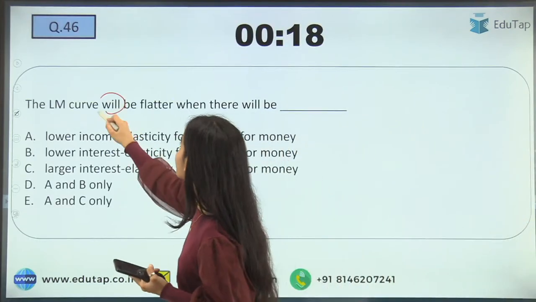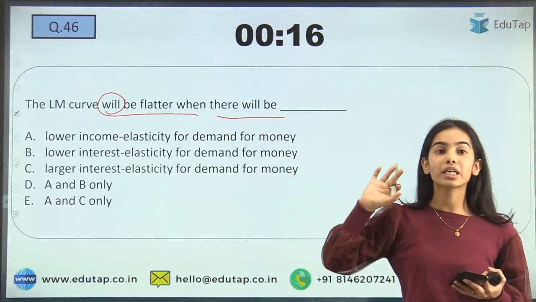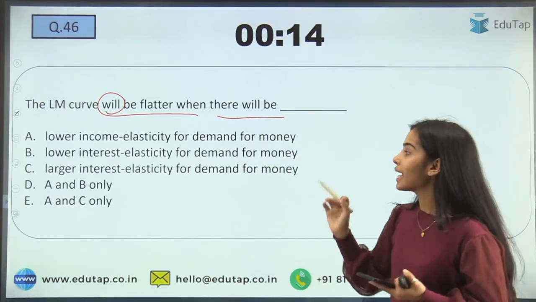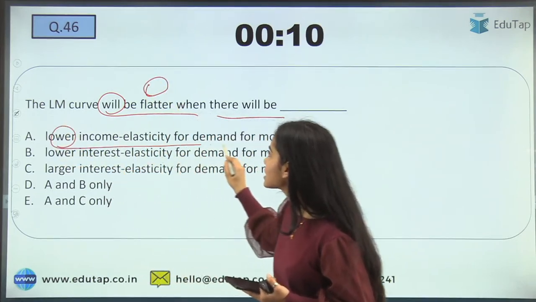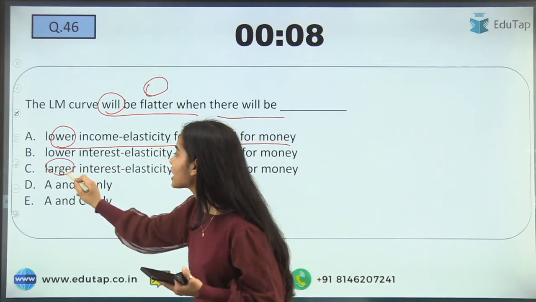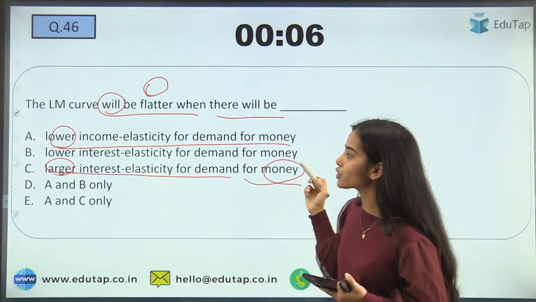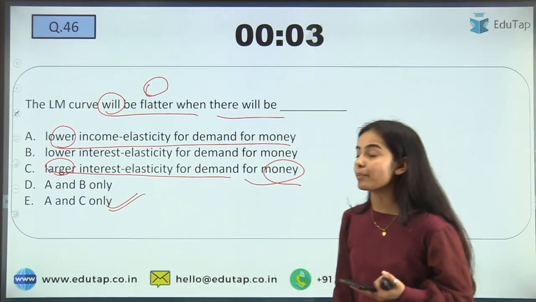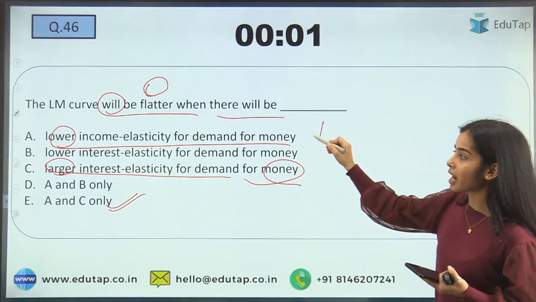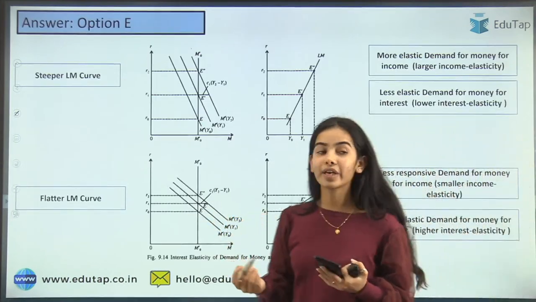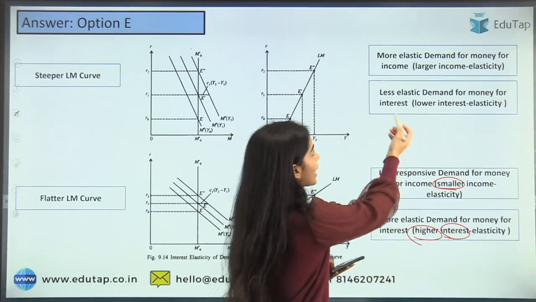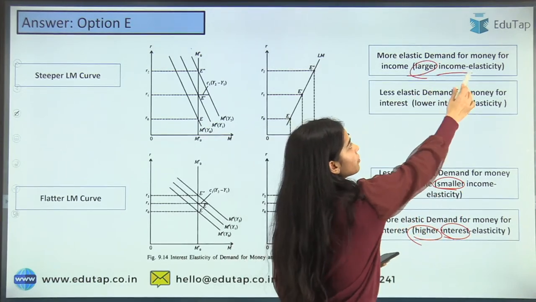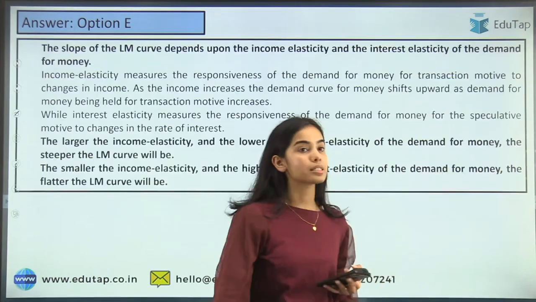Next is, the LM curve will be flatter when there will be, so we have done this kind of question many times, and flatter will be when the lower income elasticity for demand is there and larger interest elasticity for demand for money is there. So the right answer will be A and C. When the income elasticity of demand is low, it is flatter when the income elasticity is smaller and interest elasticity is higher, and steeper when the income elasticity is larger and interest elasticity is lower.